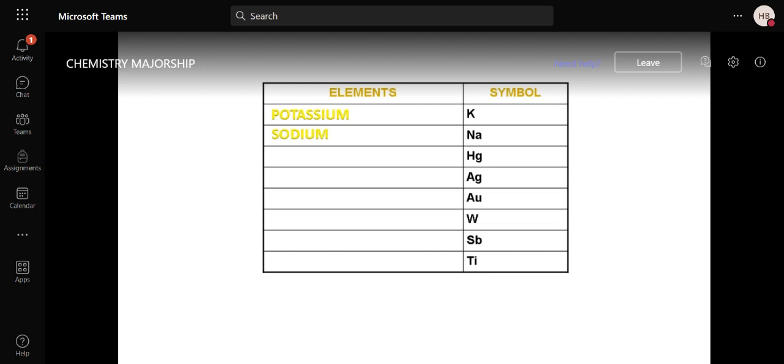Alright, sodium. Na, sabi ko nga, because sodium, the ancient name is natrium. Kaya po siya Na, natrium. Paano si K, si potassium? Kalium. Yung kalium. Okay, si sodium naman is natrium. Natrium.